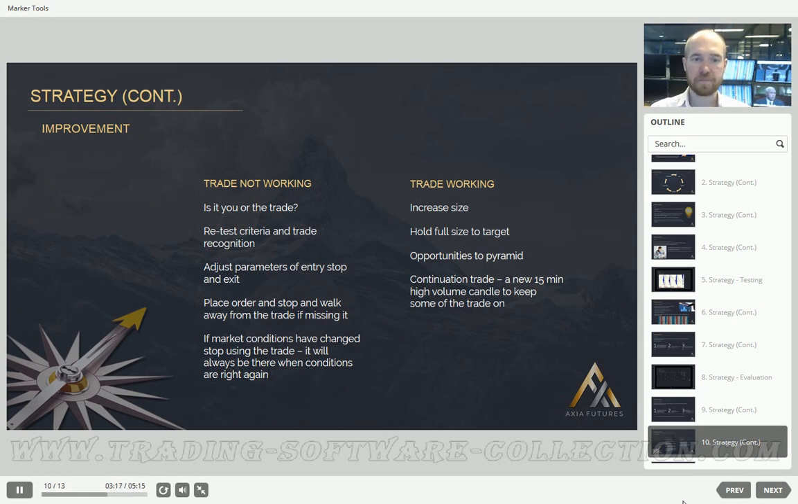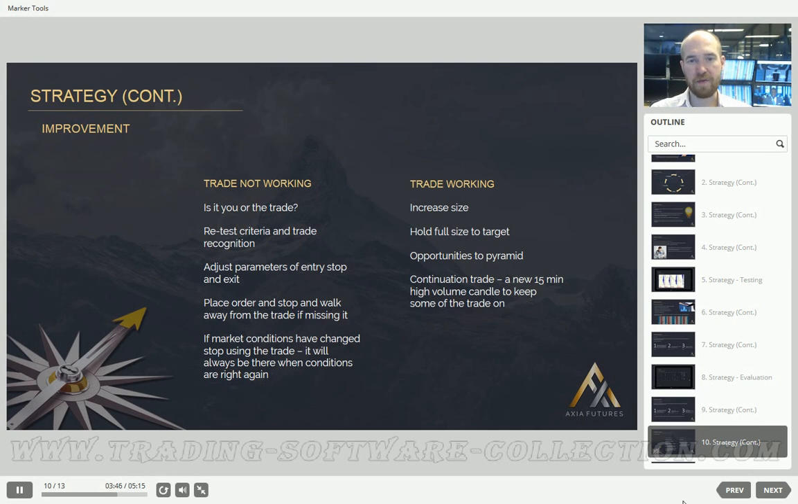Now, if the trade's working, this is where you've got to start thinking still about improvement. It's very easy to see a trade work, sit back and think to yourself, right, I've nailed this, I'm just going to keep clicking this trade. Instead, think about how you're going to improve it. Are you going to be able to increase the size? How are you going to go about this? We'll be doing a bit more of that in the next day on continual development, developing challenges for yourself. So think about increasing the size on it.